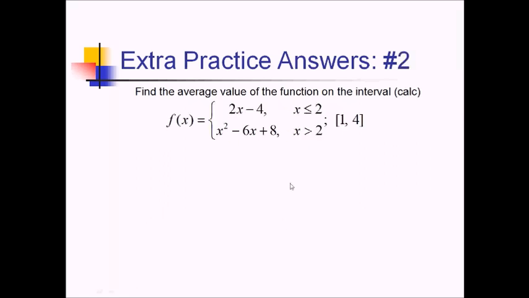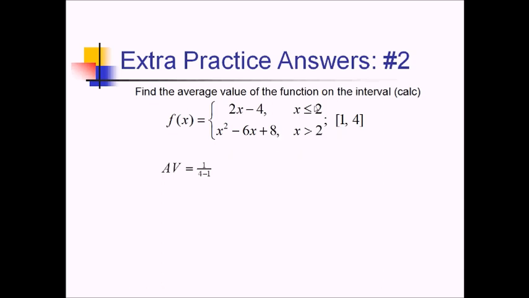On this problem, we want the average value of this piecewise function on the interval from 1 to 4. So to do this, let me first set up my average value fraction. I'm going to have 1 over b minus a, or 1 over 4 minus 1. And then I need the integral. Normally I would have the integral from 1 to 4 of a function, but this is a piecewise function, so I'm going to have to split it up.